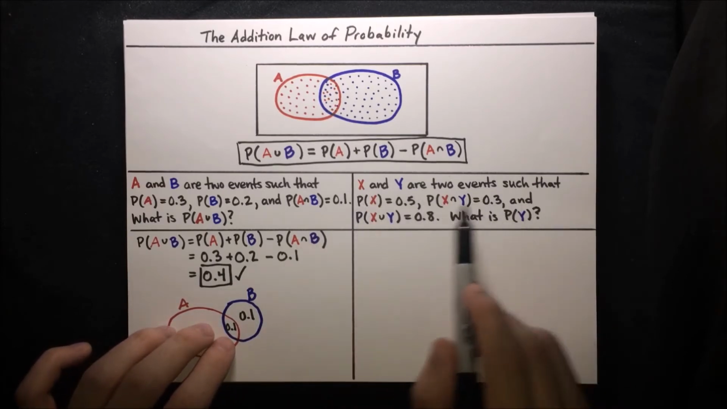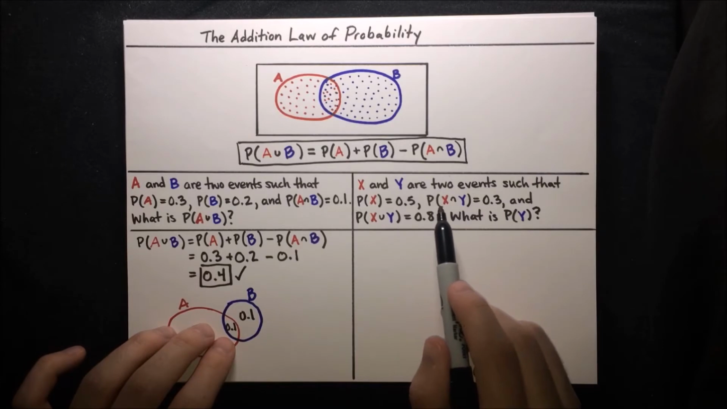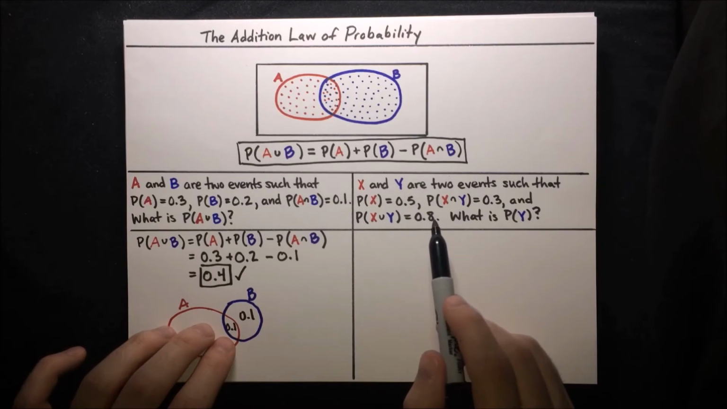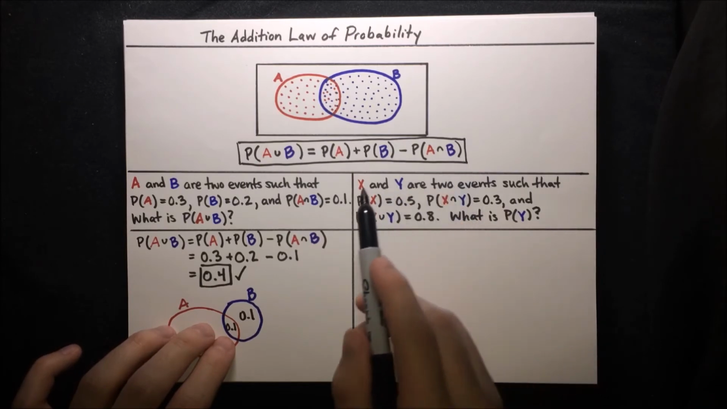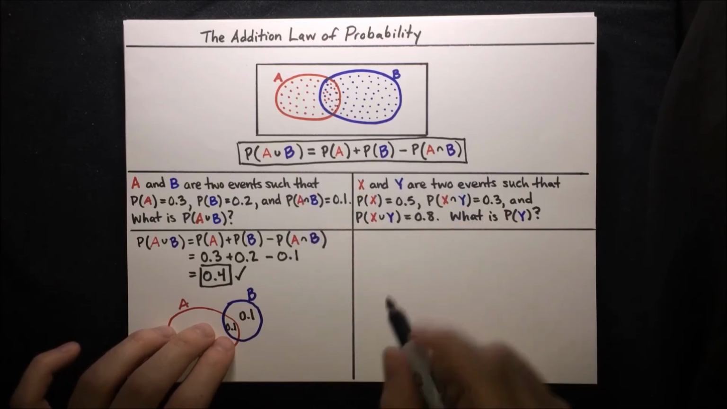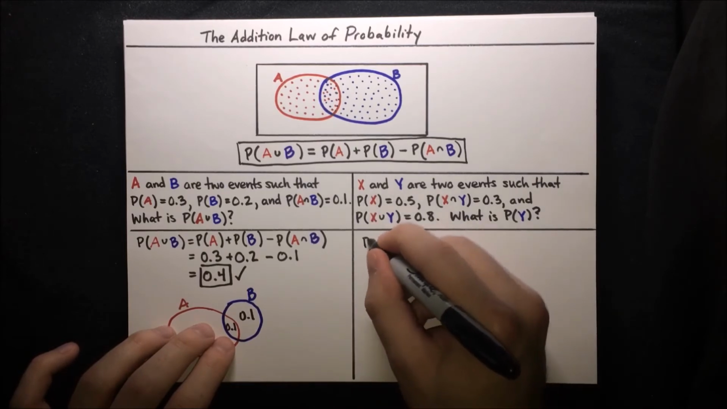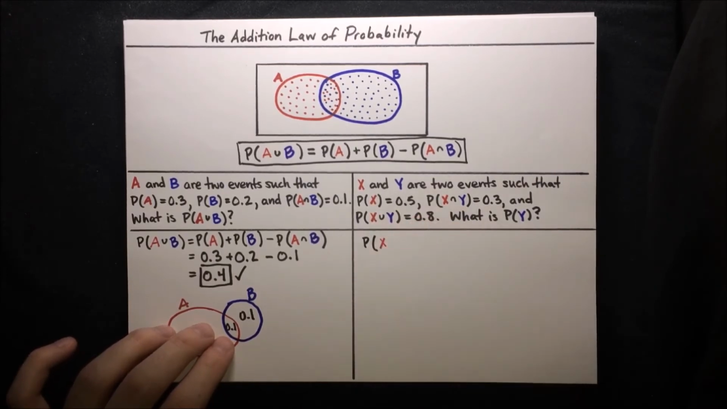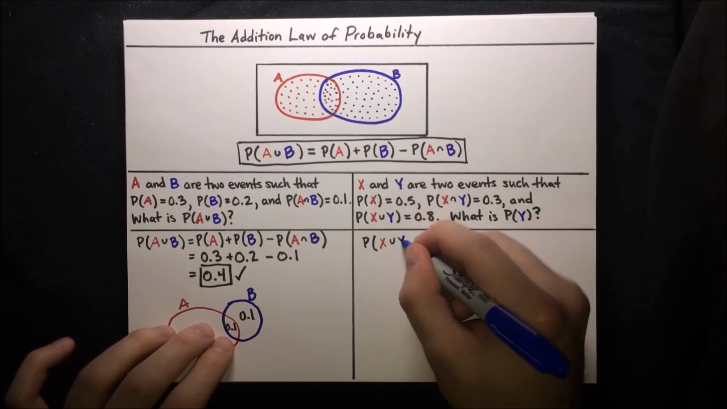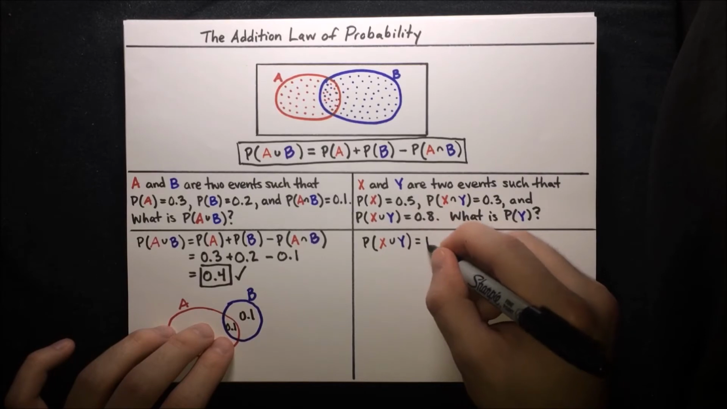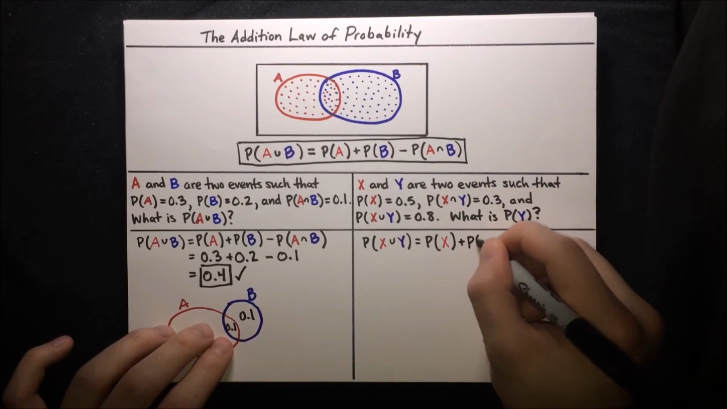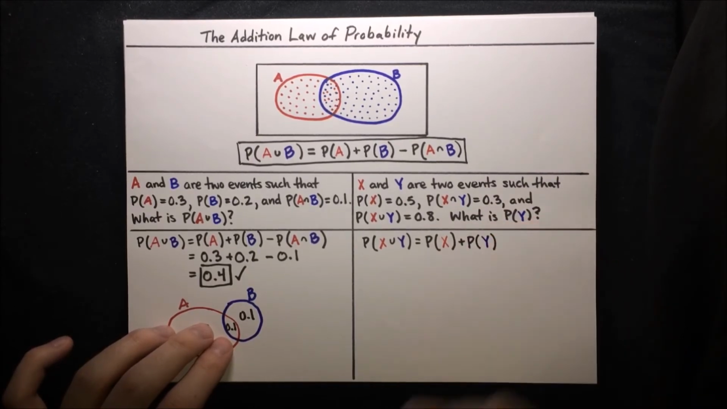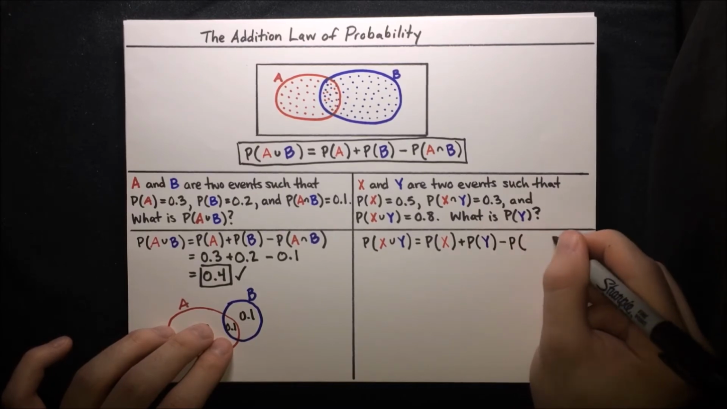X and Y are two events such that probability of X is 0.5, probability of X intersect Y is 0.3, and probability of X union Y is 0.8. What is probability of Y? So again, we can use the addition law of probability, but this time we'll be solving for an unknown probability on the right-hand side. So let's write it out again for X and Y. Probability of X union Y is equal to probability of X plus probability of Y minus probability of X intersect Y.